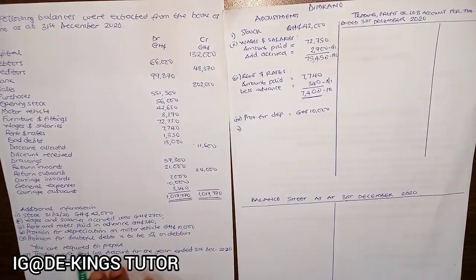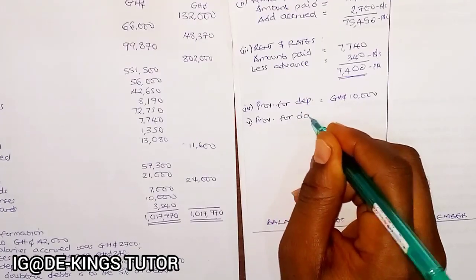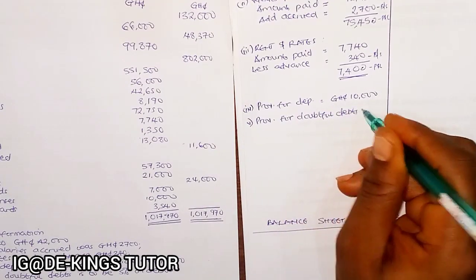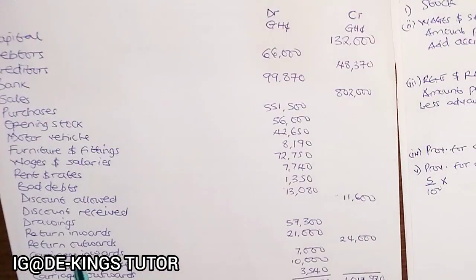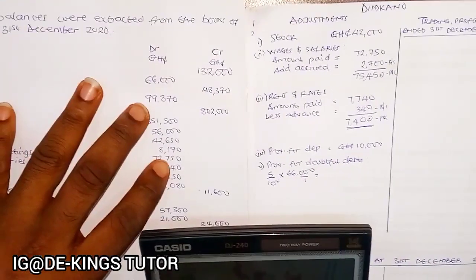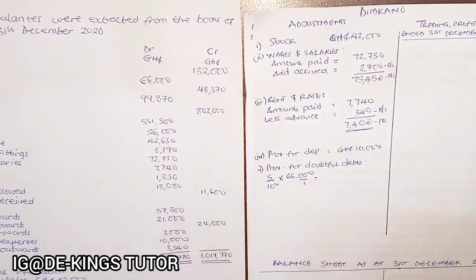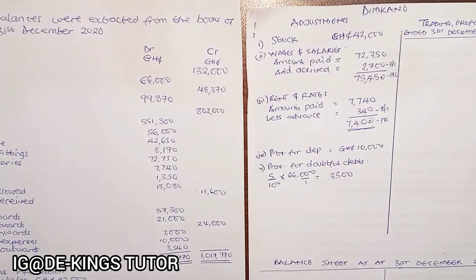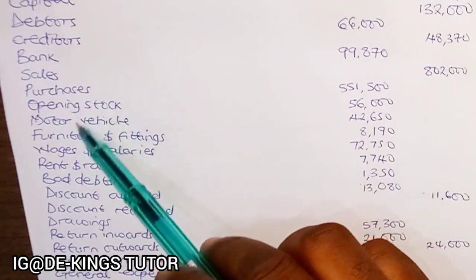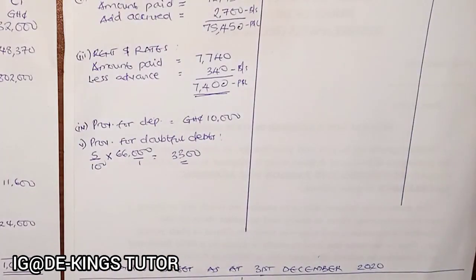Then fifth, provision for doubtful debt is to be 5% of debtors. So we now have provision for doubtful debt. So 5%, so 5 over 100 times. What's the debtors' figure? Debtors' figure here is 66,000. So we now have 5 divided by 100 times 66,000. That's 3,300. New provision, 3,300. Now let's check if there was old provision for bad debt. Okay, there was no other provision for bad debt, so 3,300. So those are the adjustments.